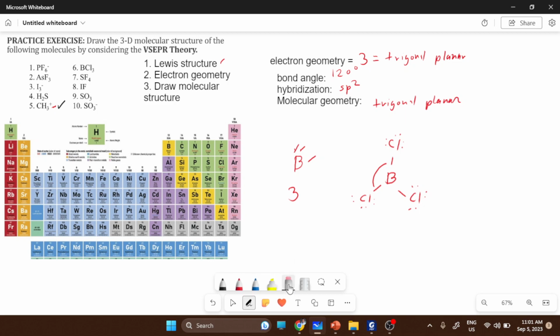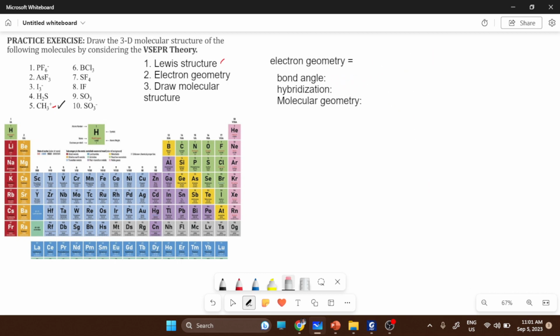So, let's erase again. For number 7, that is sulfur tetrafluoride. Again, the central atom in the Lewis structure is sulfur. Group 6, therefore 6 Lewis dots. Kukunin ng 4 na fluorine atoms. So, ilan yung electron domains natin or the bonding domain? There are 1, 2, 3, 4. The lone pair, considered as 1, is 5. So, what is 5 again? Trigonal bipyramidal. Okay? Trigonal bipyramidal.